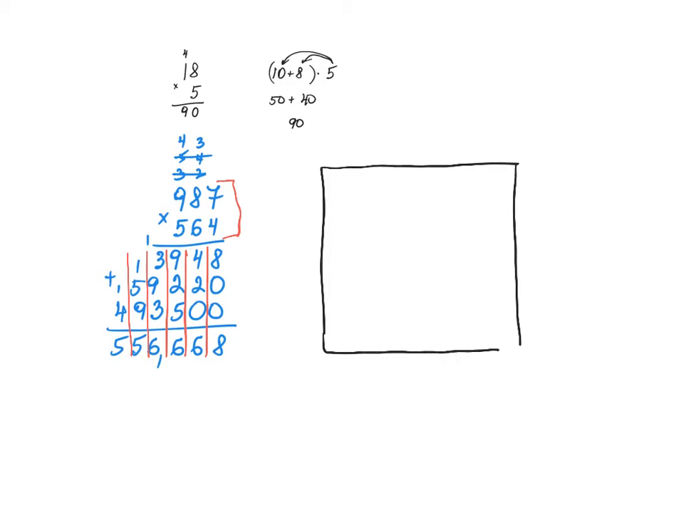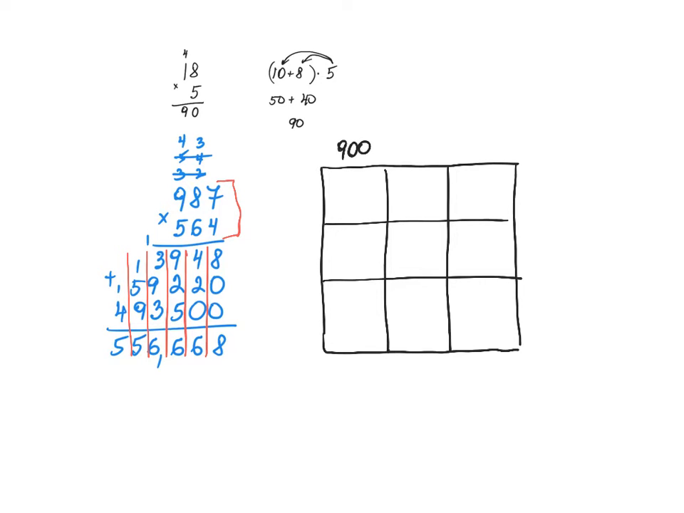My rows and columns will be responsible for the place values of my numbers. So let's consider 987. 9 standing in the hundreds place means there are 900 in there, so I write down 900 above the first column. 8 tens means 80, 7 ones means just 7. 5 hundreds means 500, 6 tens means 60, and 4 ones means just 4.